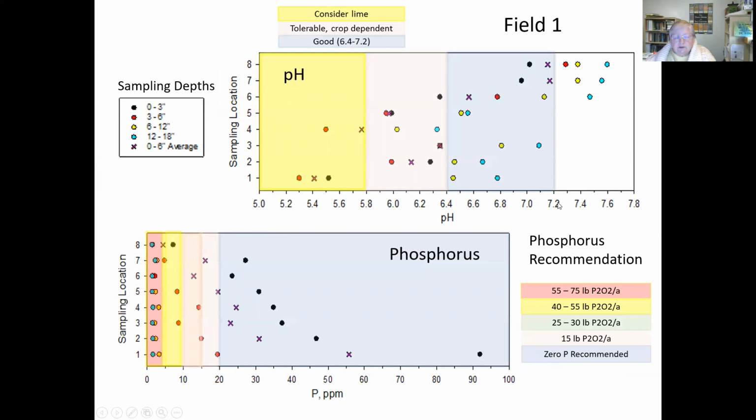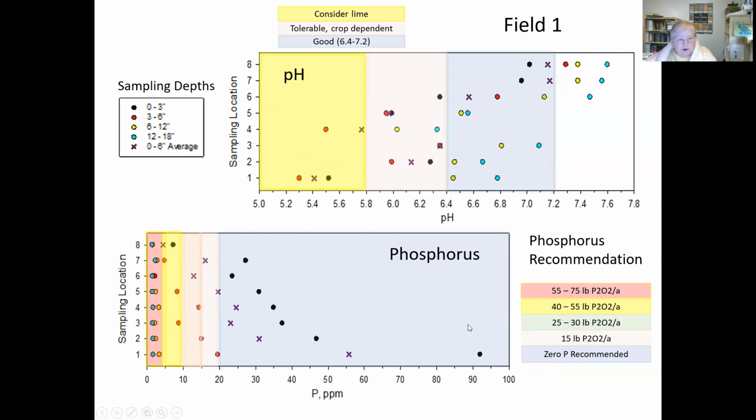The results from a typical soil nutrient analysis give us this kind of breakdown. You can see the black dots are the 0 to 3 inch level. For most of the fields, we did 8 different locations in the field. Most of the locations in the field have good pH levels, but there are some areas of the field that could use a little bit of liming. Much lower at 3 to 6 inches, we have a much lower pH in this field.